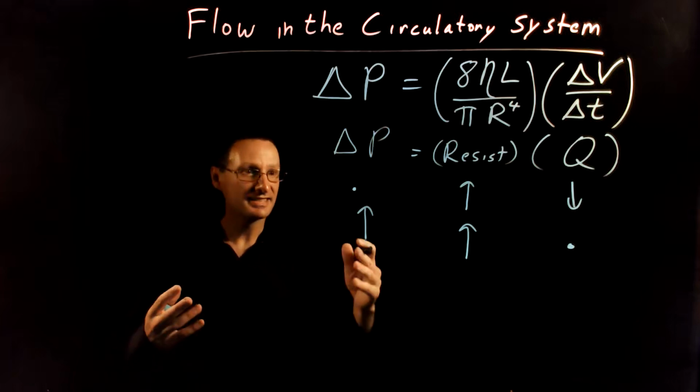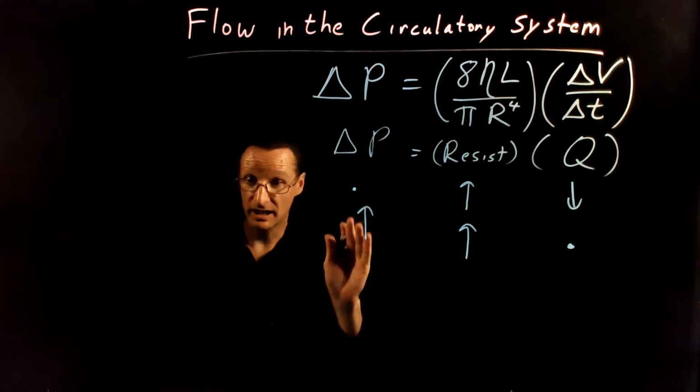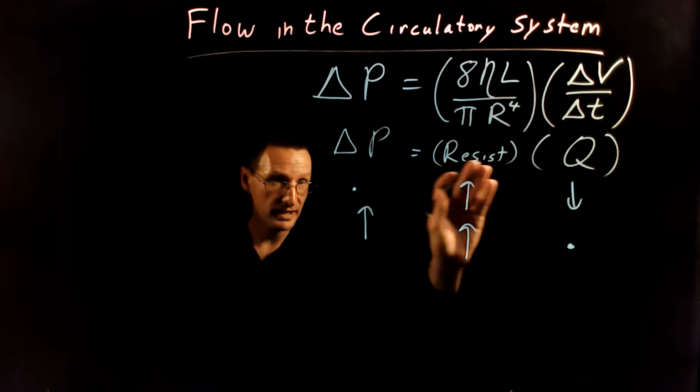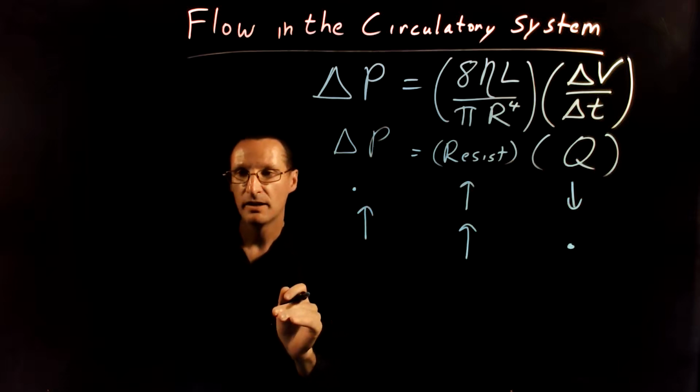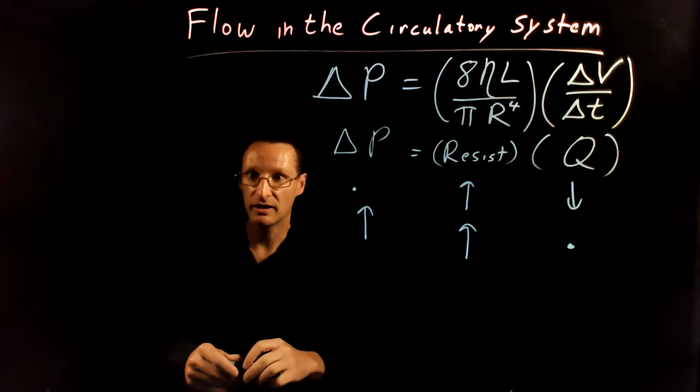Now, in reality, it's a combination of these two. If the resistance of your vessels goes up, you get both diminished flow rate and your heart has to work harder. But it's useful to think about these separately so you can understand what's going on here. All right?